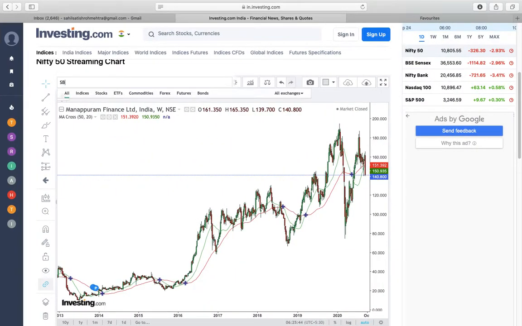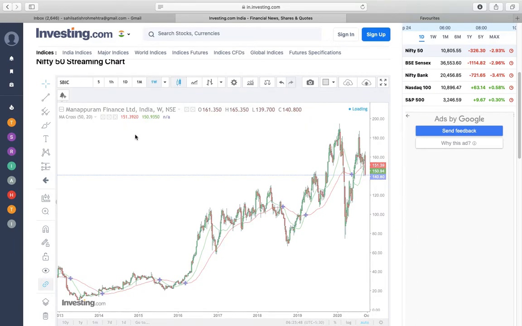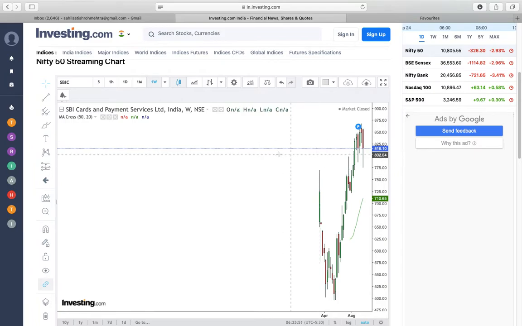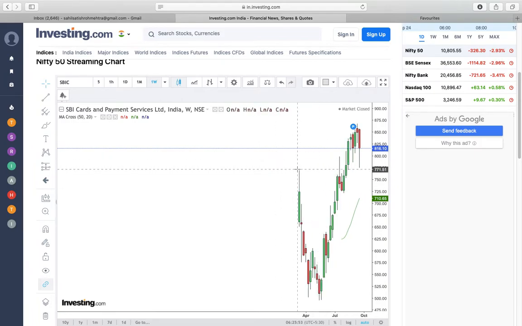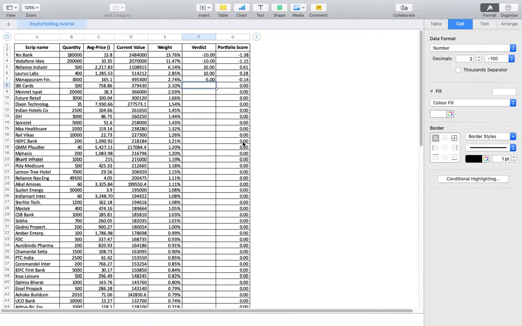SBI Cards is a new stock. It's an IPO, so we just have to see. Okay, so I've not analyzed this, but given that it has created a new all-time high, it looks fairly bullish, but I do not have any idea because there is obviously not enough information on this. So I'll just mark this as a neutral, that is, we don't have a position on this at all.